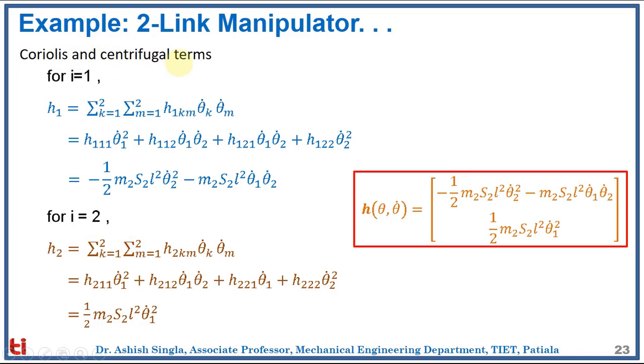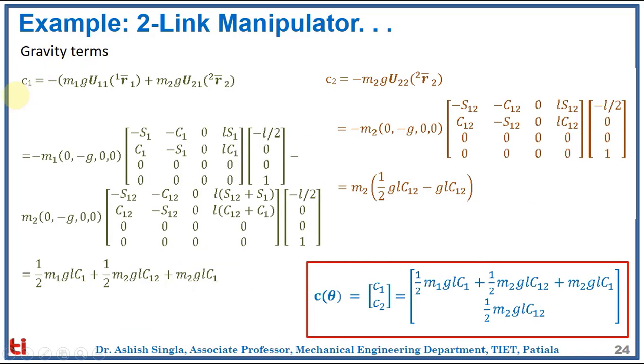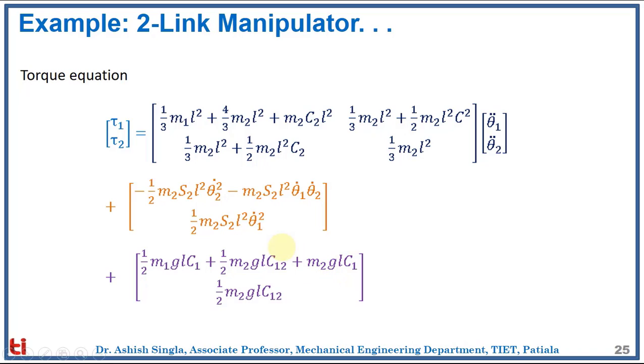Now, we find the Coriolis and centrifugal terms. We have discussed this in the previous slide, and substituting 1 and 2 in the generalized equation, we get H1 and H2. And this is the H matrix. Similarly, C1 is a gravity term and also C2. C1 is obtained by substituting 1 in the generalized equation discussed earlier. This is the final matrix for gravity terms. Combining all these, we get the final torque equation, which is nothing but the inertia matrix, this is the Coriolis and centrifugal matrix, and this is the gravity matrix.